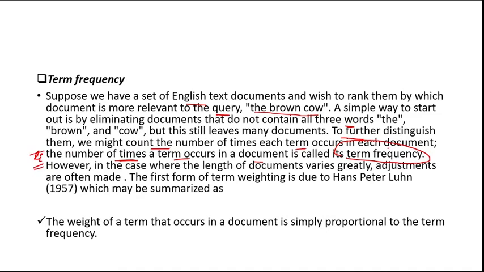Here, does term frequency correspond to multiple documents or a single document? Each document, that means this is true for multiple documents. How many times one term has appeared. However, in this case, where the length of the documents varies greatly, adjustments are often made. The first form of term weighting is due to Luhn in 1957, which may be summarized as: the weight of a term that occurs in a document is simply proportional to the term frequency.